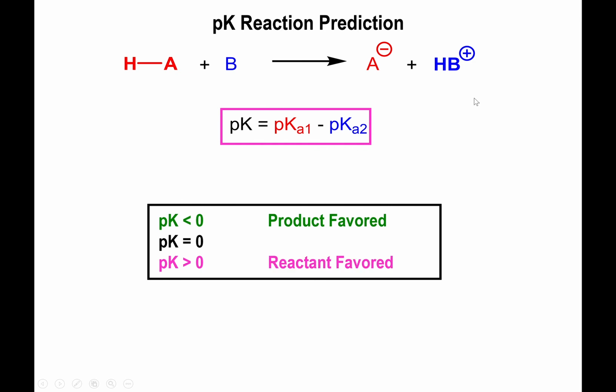If the value is greater than 0, this will not go to a great extent to the product side. In fact, it will remain on the reactant side for the most part. And in some cases, you could even say that there is no reaction if the value is very, very small compared to 1. So just by looking at that value, whether it's positive or negative, you can tell if this is going to go to the product side or not.